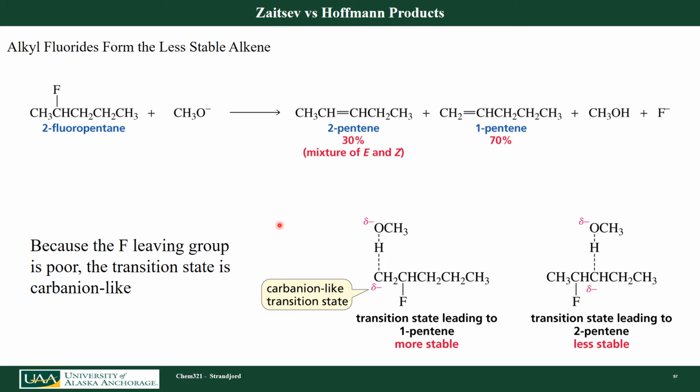Because the fluorine is such a poor leaving group, that carbon in which we're removing the hydrogen is a little bit negative, and having an external negative charge is more stable than having a positive internal carbon. So my transition state for forming the Hofmann product right here is lower than forming the Zaitsev product. So it's based on arguments of the transition state stability, lower activation energies to get to this product than this one here.